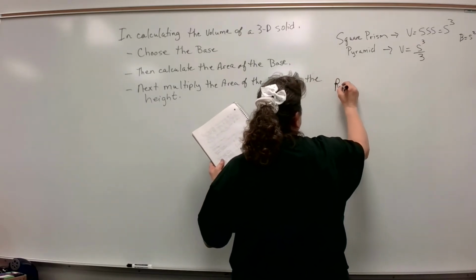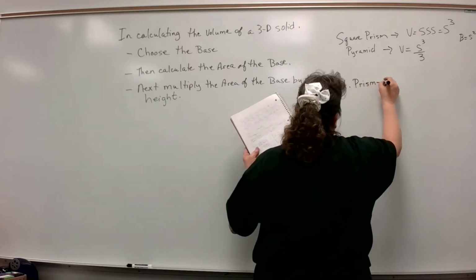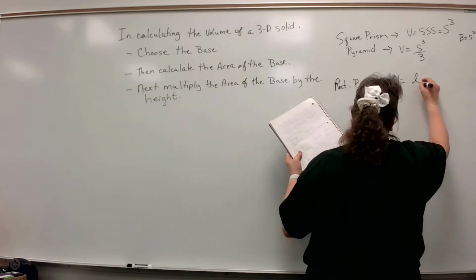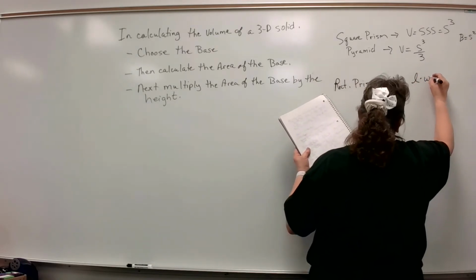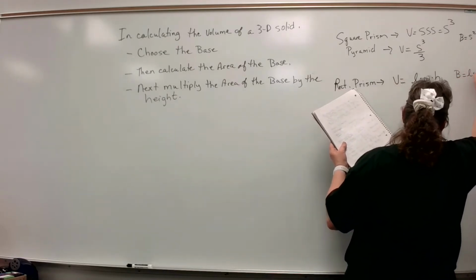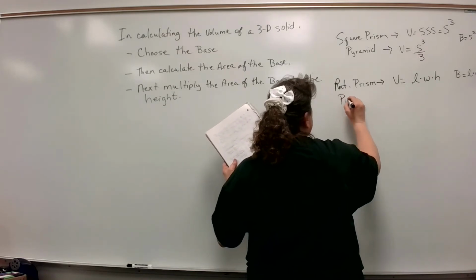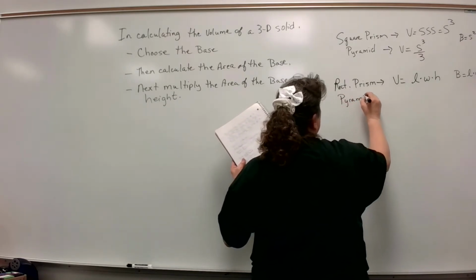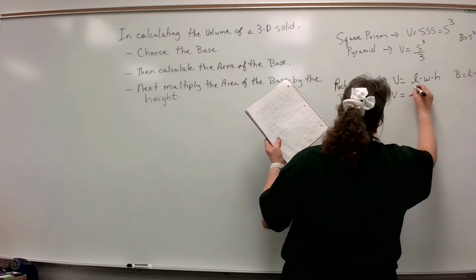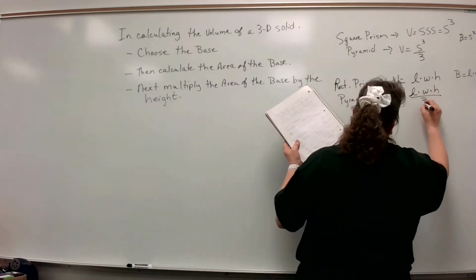Okay, rectangular prism, its volume is equal to length times width times height. My base is equal to length times width, and my pyramid, on the other hand, its volume is equal to length times width times height divided by 3.